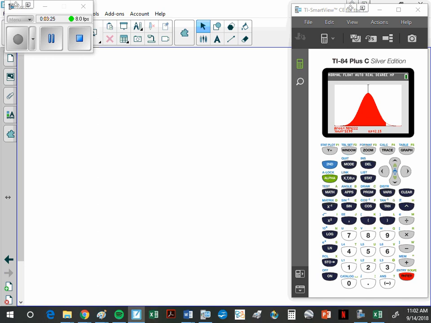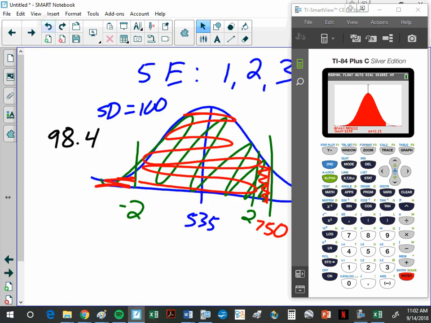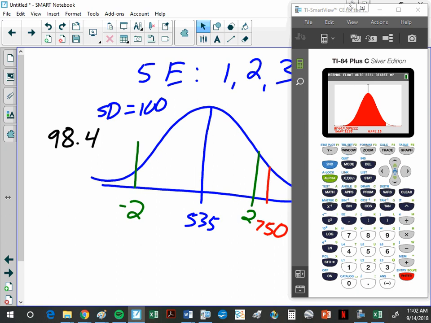Number 2. Wait a minute. Am I on the right page? I'm not. Okay. For the university in example 10, estimate the 80th percentile of the math SAT scores. So I'm actually just going to go back here and use this same picture.